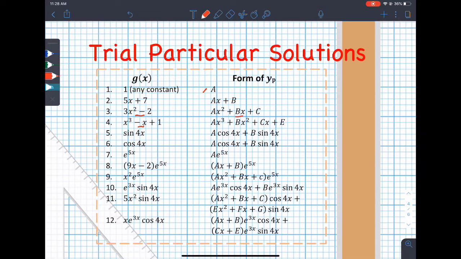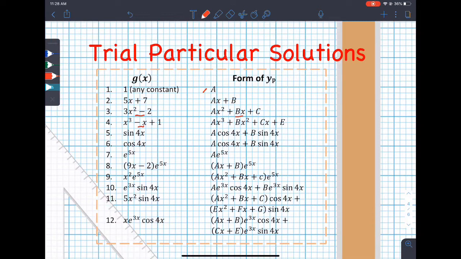We are just going to attach a numerical coefficient for our exponential functions. And if it is a product of an exponential function and an algebraic function, we will just be attaching the corresponding particular solution for the algebraic function and then multiplying it with our exponential function. So in this case, if we have 9x minus 2, that would just be ax plus b multiplied with the exponential function e raised to 5x.